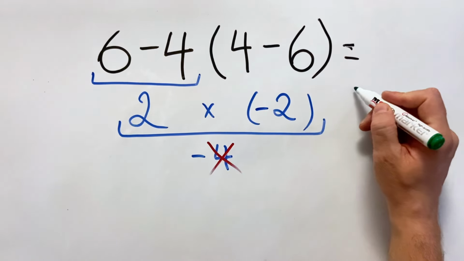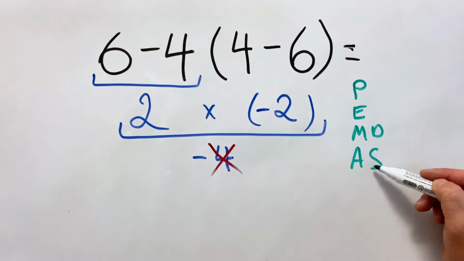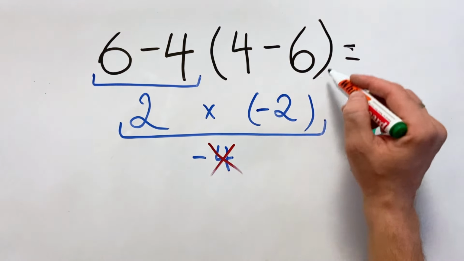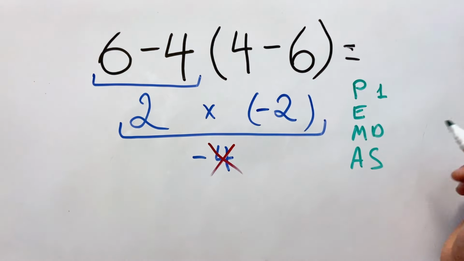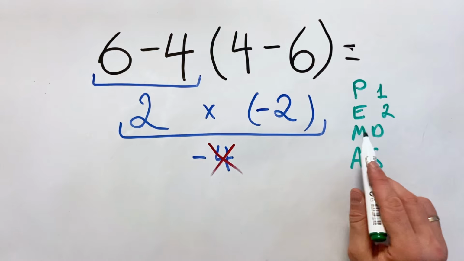Because according to the order of operations, which is PEMDAS, or Please Excuse My Dear Aunt Sally, we must first do what's inside the parentheses. So we must first do 4 minus 6. Then we do second exponents. Here we don't have it. Then we have multiplication and division.